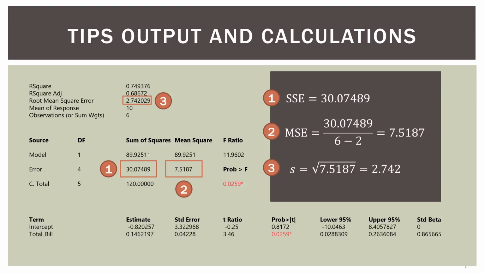Same thing. So it's just the square root of the mean square error. So the square root of 7.5187 is 2.742. And there you can see that on the right by hand, and you can see it in the output over here on the left. So now all this output that you get when you do a regression in software, here on the right, you see where it comes from.